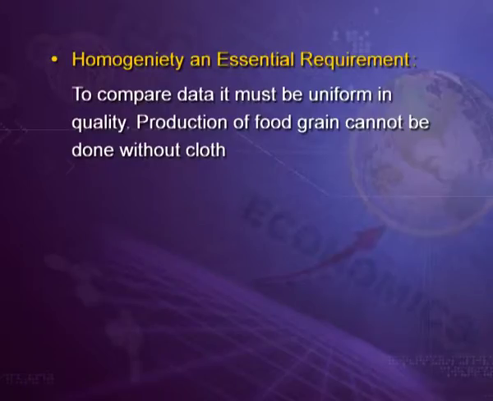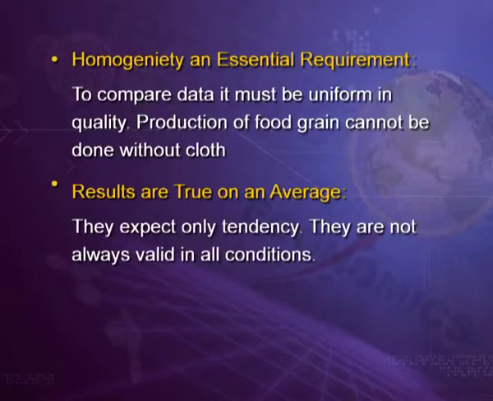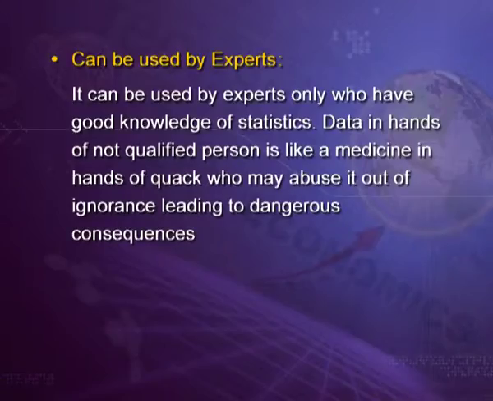The next one is that results are true on an average. They show only a tendency. They are not always valid in all conditions. For example, if I say the per capita income of India is 18,000 rupees per annum, it does not mean that it is the income of each and every person of India, because it is just an average that is showing us a tendency only. The next one is that it can be used by experts only.